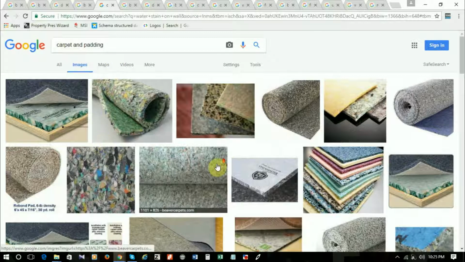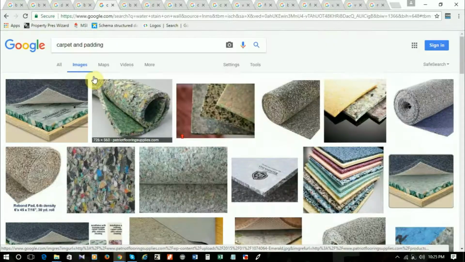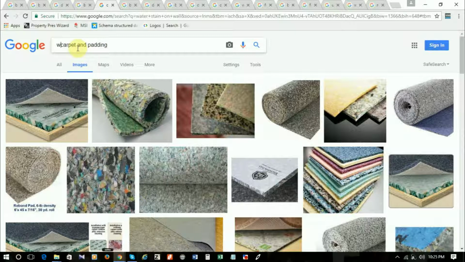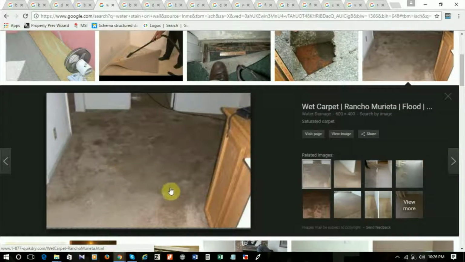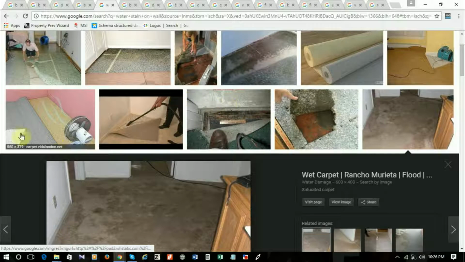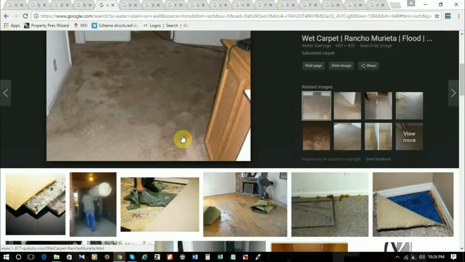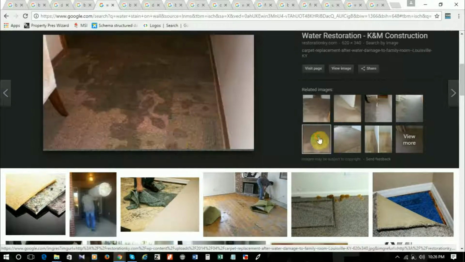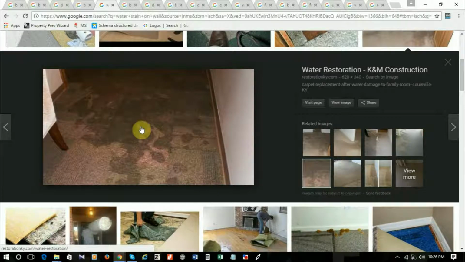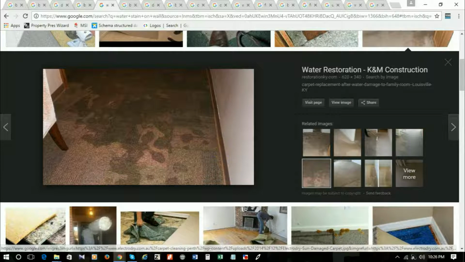So carpets, just normal carpets on the floor, that is very common in the house. If the carpets are wet, as you can see in these pictures, they need to be removed because most probably they will grow moldy and get rotten. So we will need to remove them if you see wet carpets such as these.